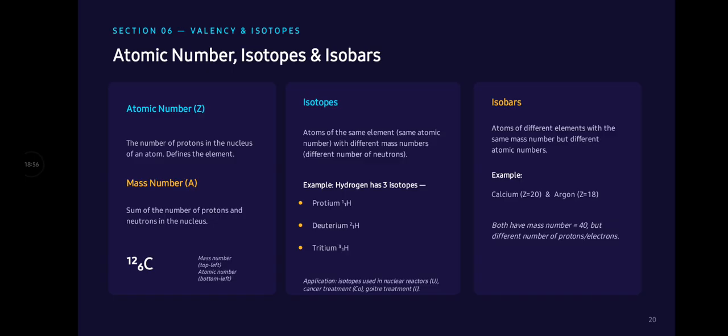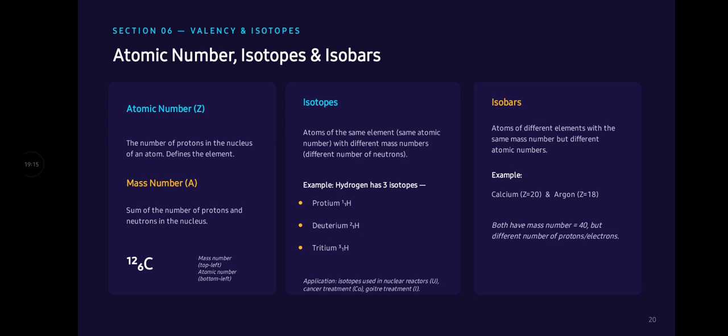Atomic number, isotopes and isobars. So, atomic number is denoted by capital Z. The number of protons in the nucleus of an atom defines the element. Mass number, that is capital A, is the sum of the number of protons and neutrons in the nucleus.